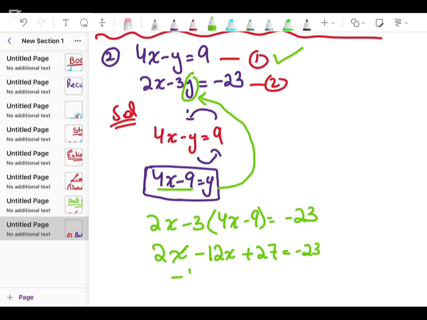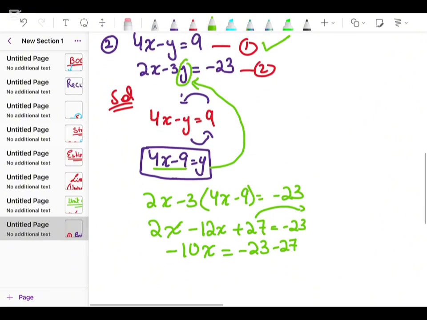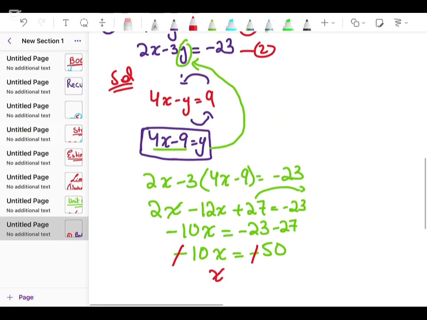2x minus 12x, so minus 10x. 27 will go to the other side, so it will also subtract. So this will become minus 50. This sign will be cancelled out. 10 will go to the other side and divide. 0 will be cancelled out. So the value of x is 5.